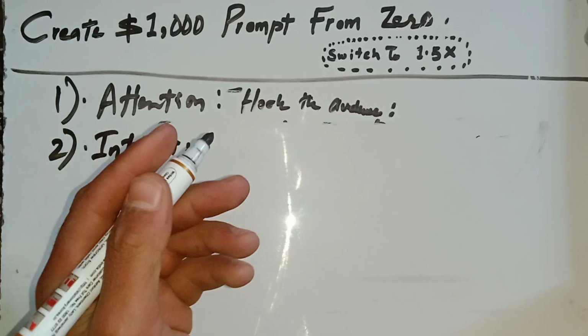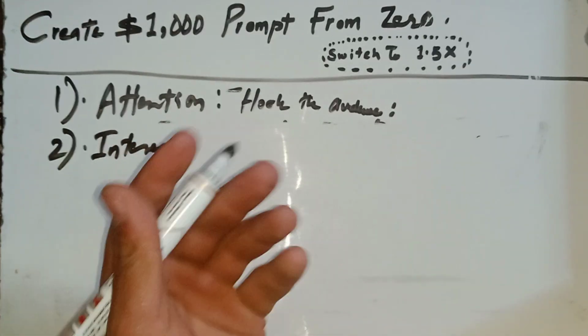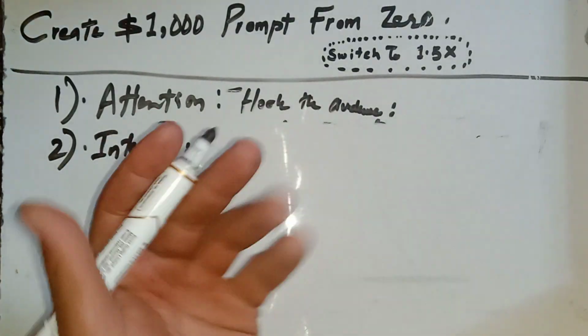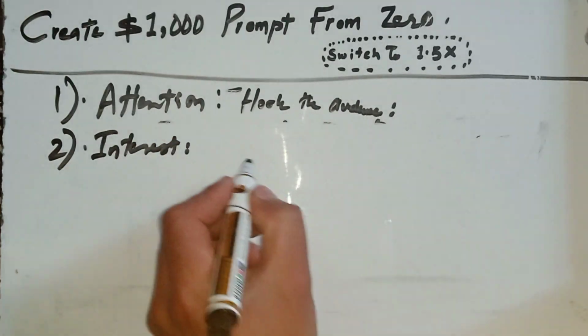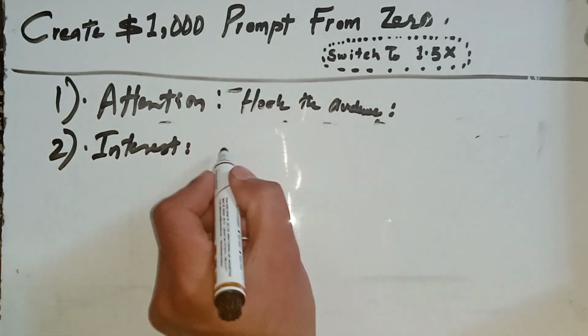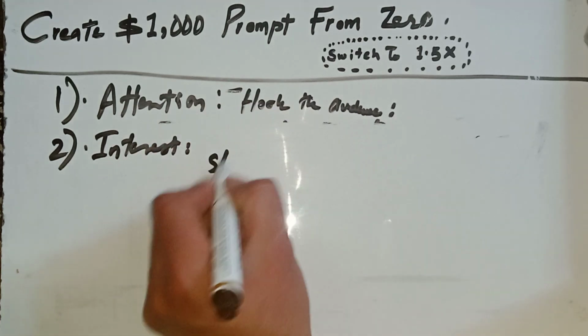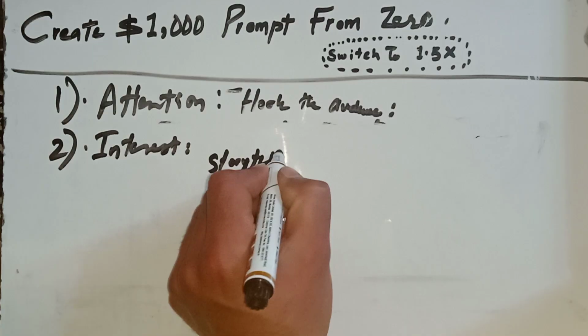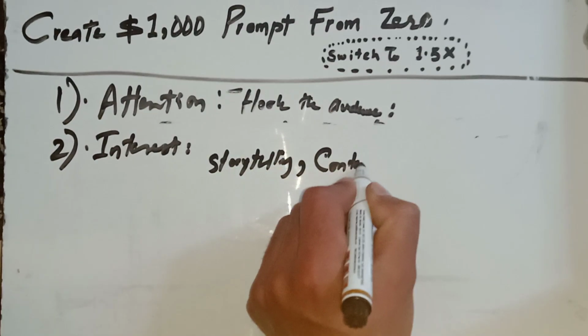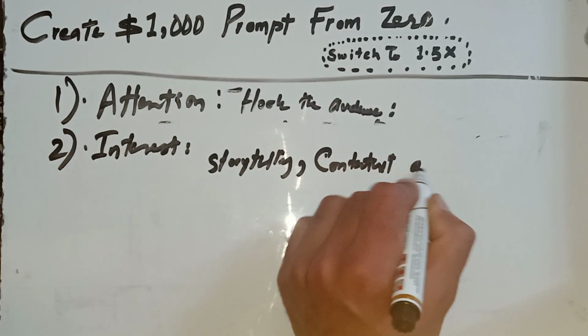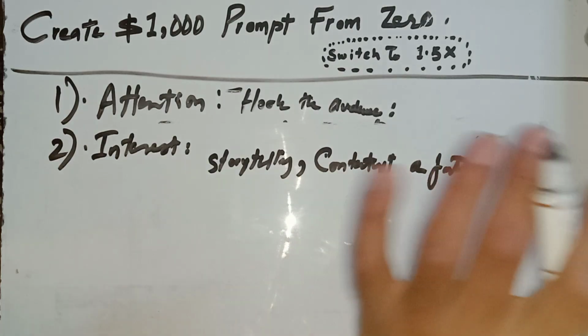Now let's talk about the second part of this framework, which is interest. What you need to do in this part is tell AI how to keep the audience engaged after the hook. You got the best hook, now you have to keep them engaged, or keep them reading. For that, you can ask AI to introduce storytelling. You can ask AI to add context or facts which are relevant to the topic.